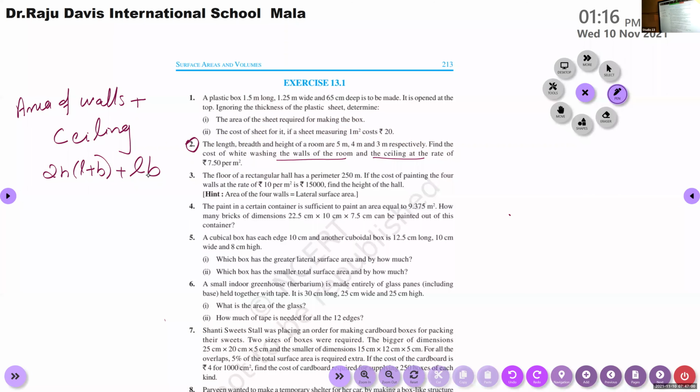Substitute and find the area first. Can we use LB plus 2H into L plus B? Yes, no problem, addition is commutative. Required area equals area of walls plus ceiling. Everything is given. Substitute and find out the area, then area into cost per meter square, 7.5.